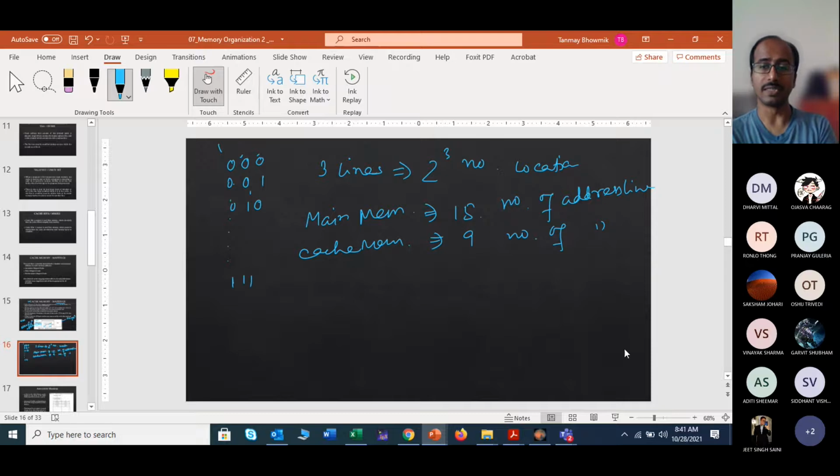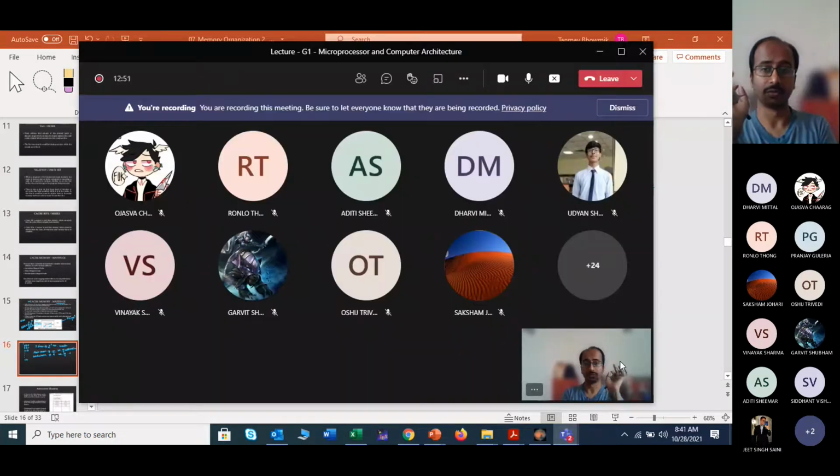Okay. So this is just the beginning, what I have just discussed: the number of locations. Some students have joined, so for them I can again discuss the same thing. Others can take a little bit of rest now. So we are actually discussing the cache mapping techniques.